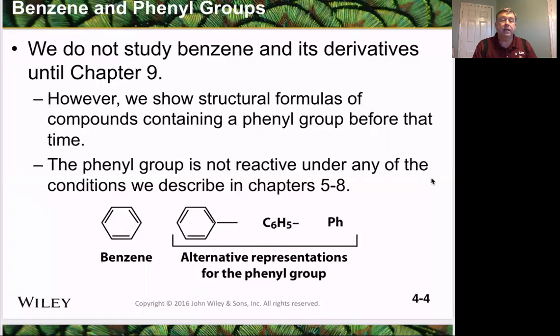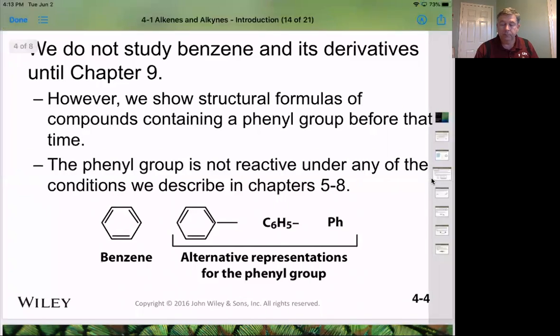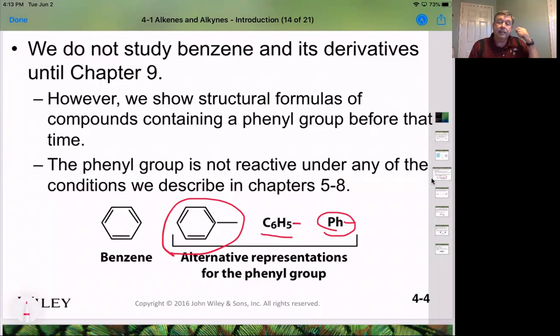The group by itself is called benzene, but when it's used as a substituent on the alkenes and alkynes, we actually call it the phenyl group. It's sometimes designated as C6H5 with a bond to it, or occasionally just Ph with a line. So you might see that this phenyl group is represented in any of these, but again, we aren't going to look at its reactivity until later.